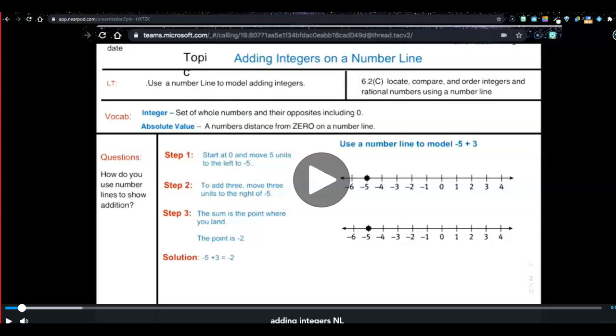So to add 3 more, move 3 units to the right of -5. Well, I'm not over here at 0 anymore. I'm over here at -5, and I have to go 3 in the positive direction to add 3. 1, 2, 3. Right there. So my other arrow represents +3 coming back the other way. All right, and it's my answer. The sum is the point where you land. Well, I landed on -2. So my answer to that should be -2.